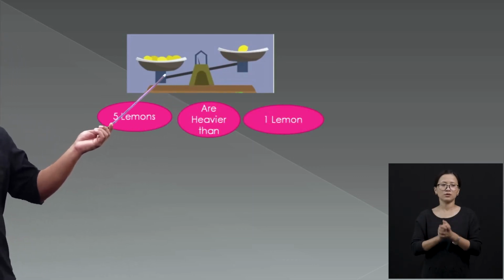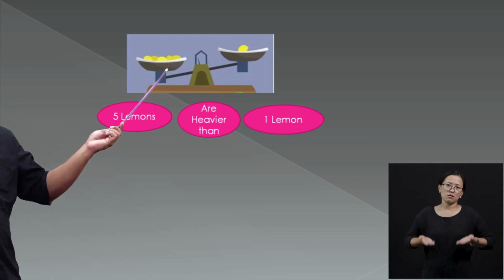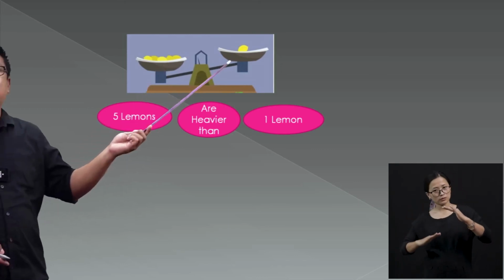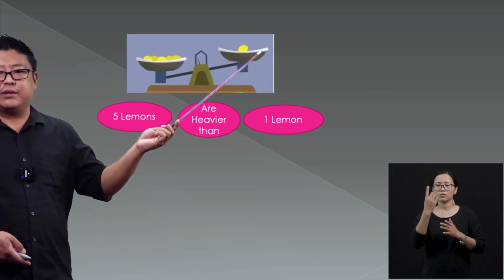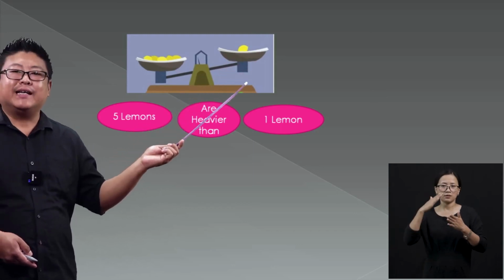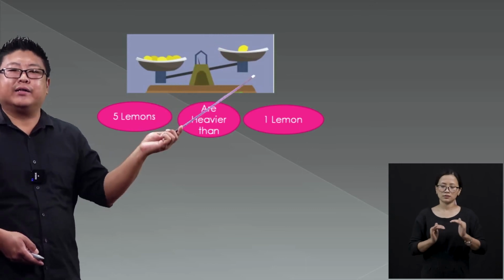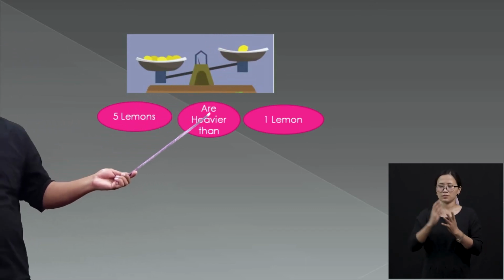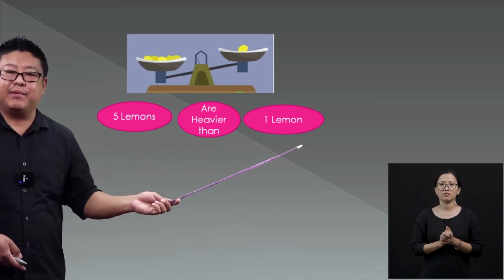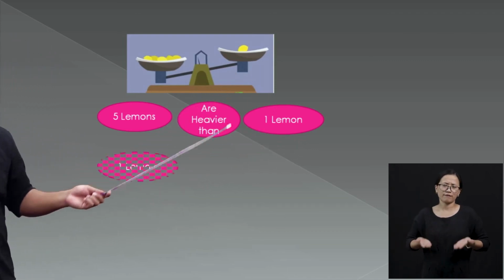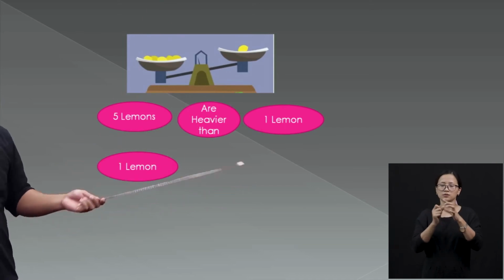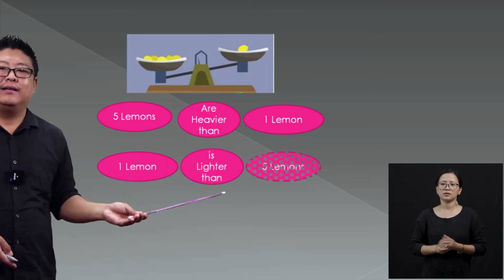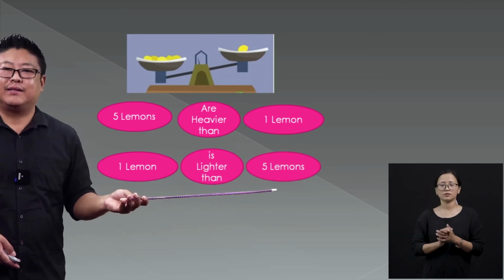The 5 lemons are heavier, that's why the scale on their side is down. And the scale on the side where 1 lemon is kept, it is higher, right? It is high up. Now that means 5 lemons are heavier than 1 lemon. All right, children? This can also be said in the reverse order. That is, 1 lemon is lighter than 5 lemons, isn't it?